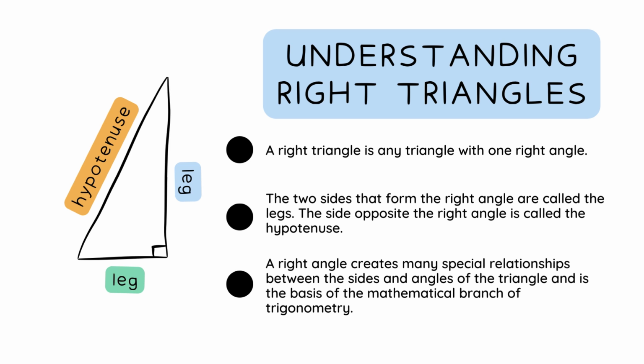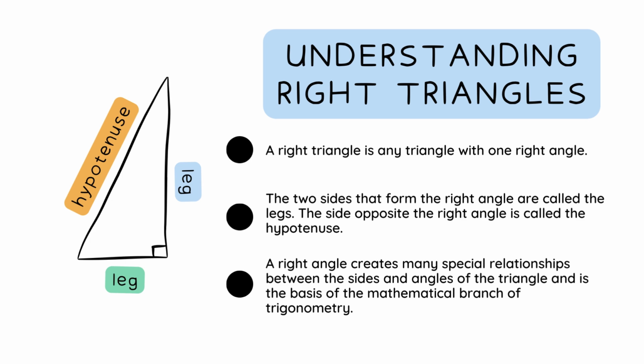Before moving further, let's understand what is a right angle triangle. A right angle triangle is any triangle with one right angle. Here you see a square box between two leg sides, which is used to denote the right angle. The two sides that form the right angle are called the legs, and the side opposite to the right angle is called the hypotenuse.